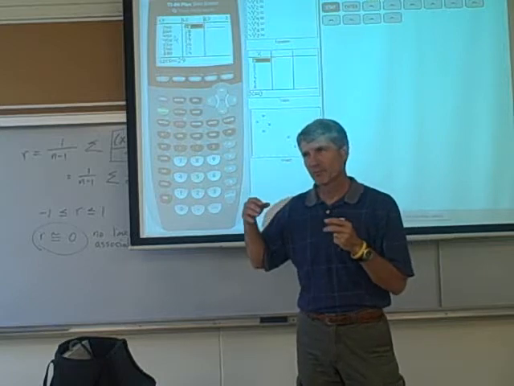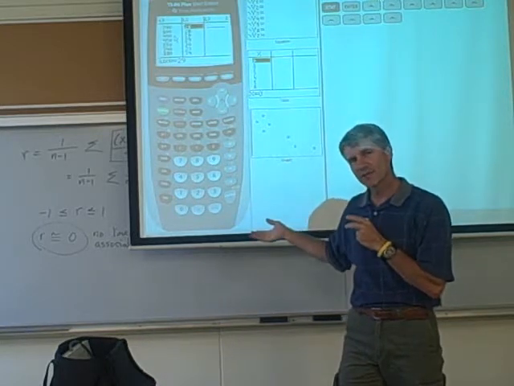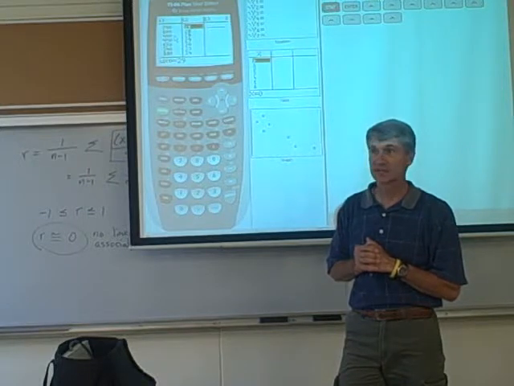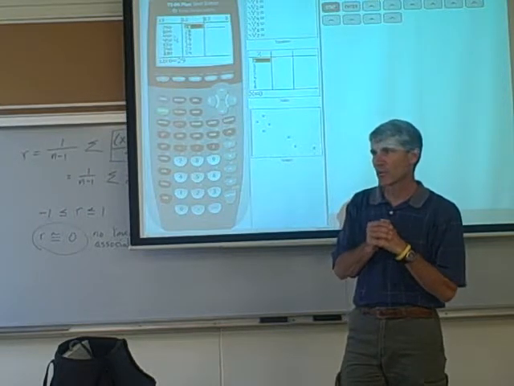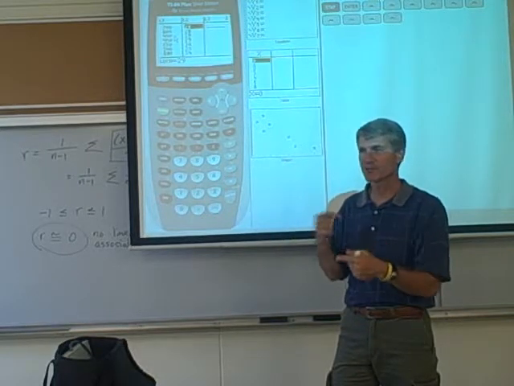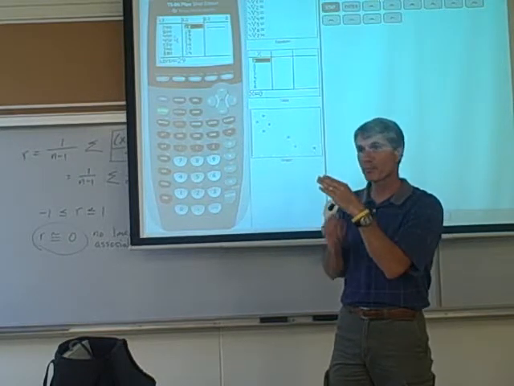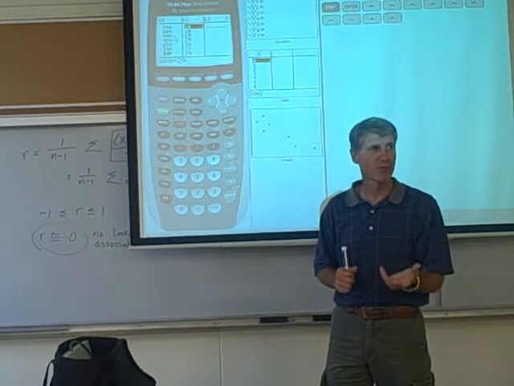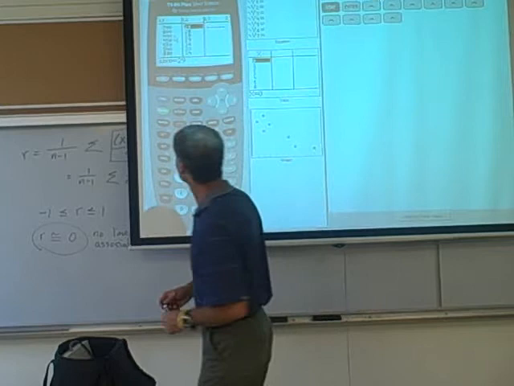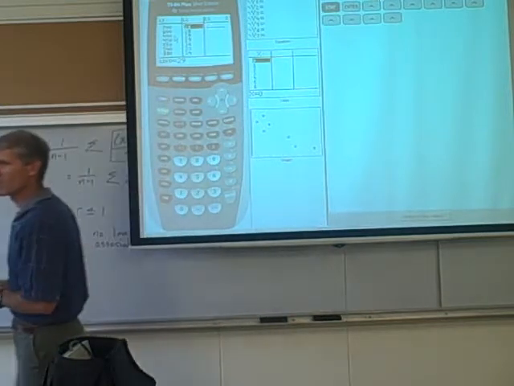So, is this going to be a negative relationship or a positive relationship? Sounds negative, doesn't it? As weight goes up, cost comes down. Or vice versa. As cost goes up, weight comes down. You pay more, you get less. But that's desirable, right? So enter these into L1 and L2.